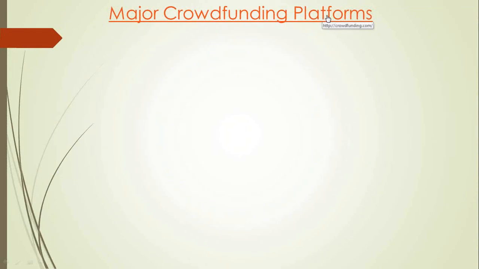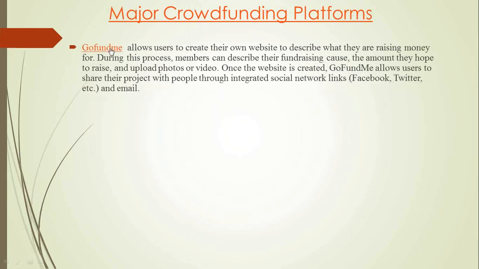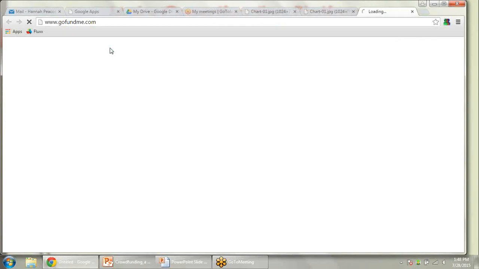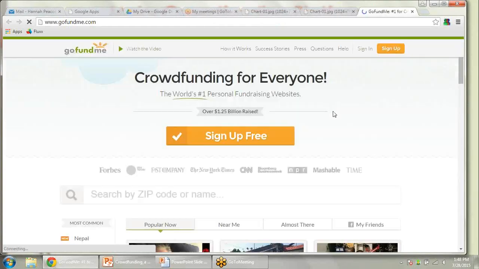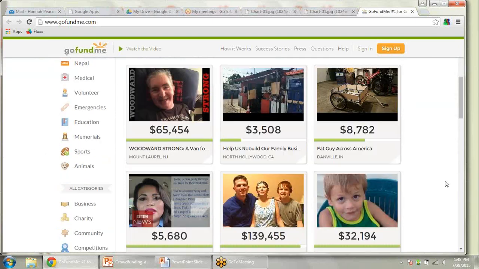The first one we have is GoFundMe. And GoFundMe is really a cause. If you click on GoFundMe, you'll see a lot of people that are funding scholarships, trips, different types of humanitarian events, a lot of things. And if you look to the left, you'll see where they have the categories.